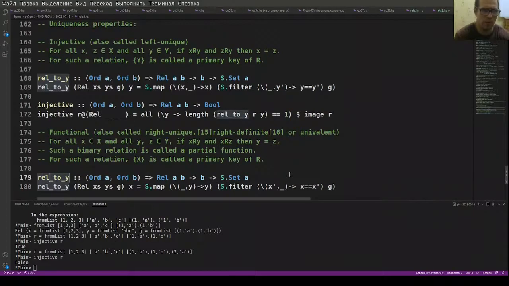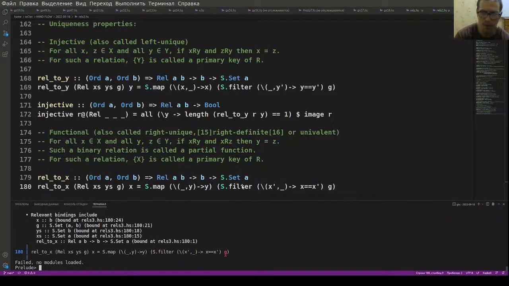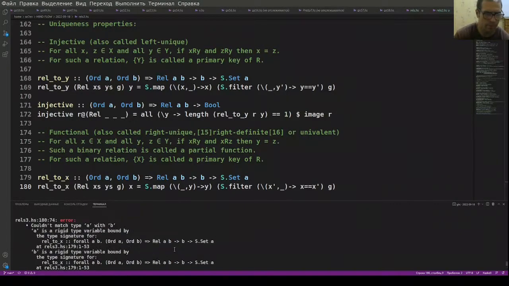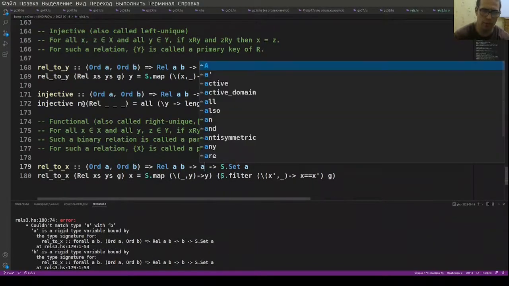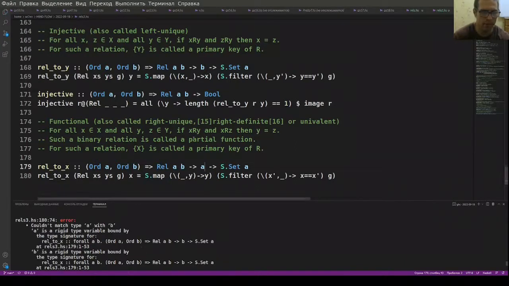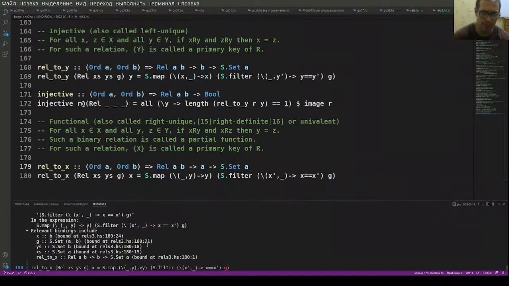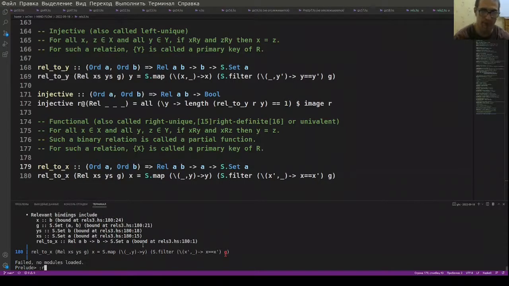And we have this relation to x. So we collect all the y's related to x. And they expect that... Oh, what's the problem? Oh yes, a problem in the type signature, we need to provide a here. They have this type a here as a domain set. They're interested in the element of the domain set, that's why.